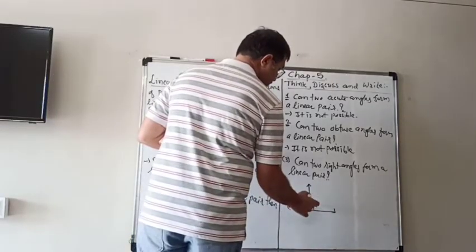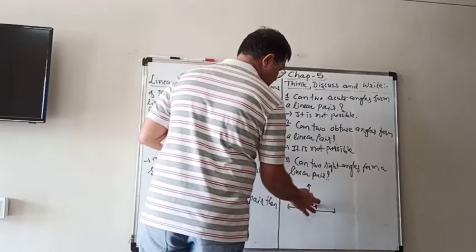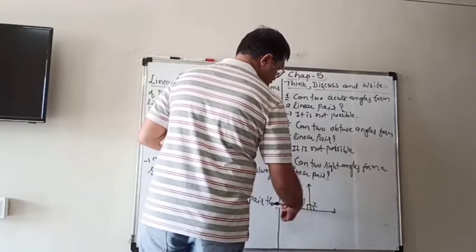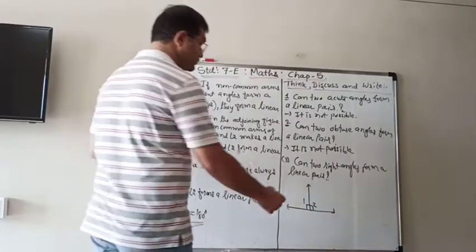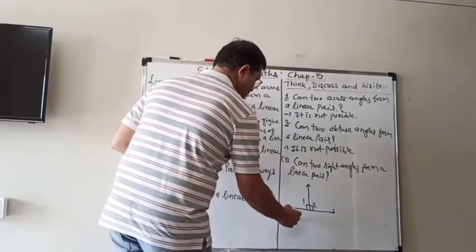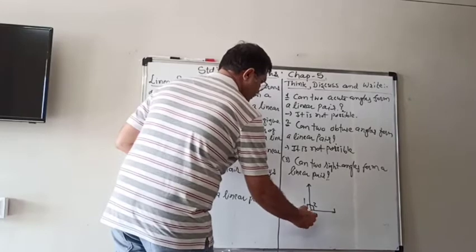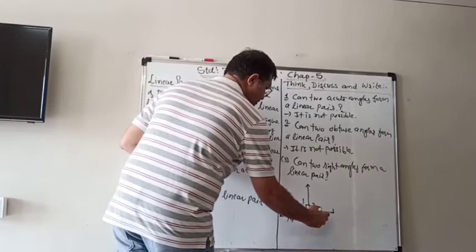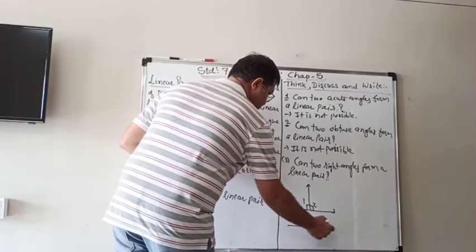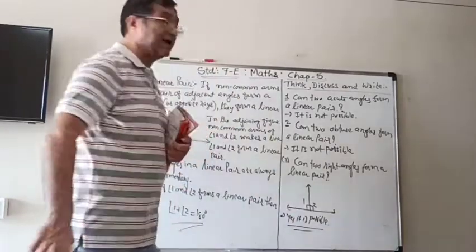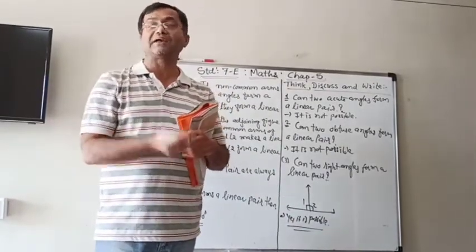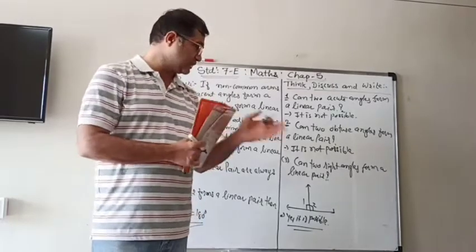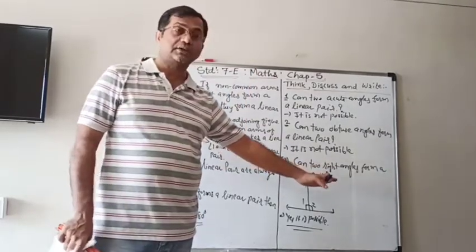Because angle 1 is 90 degrees, angle 2 is also 90 degrees, and the non-common arm is making a line. Therefore, yes, it is possible. So when both are right angles, it is possible. And you can see that 90 plus 90 is 180 also. Linear pairs are supplementary also. So in this way, it is possible.